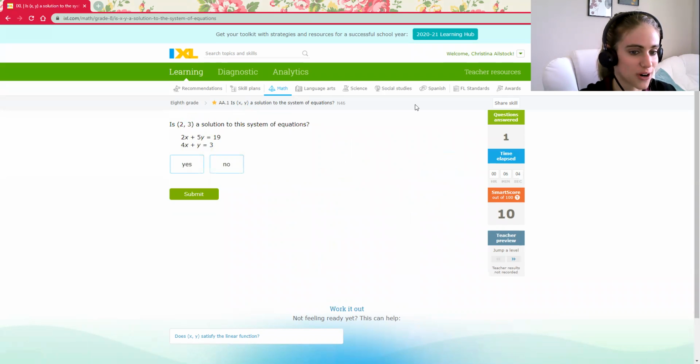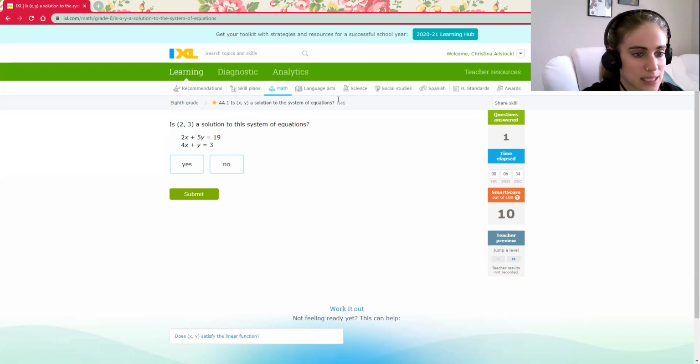All right, let's try another one here. Is (2, 3) a solution to the system of equations? In this case, our equations look different because they're now in standard form. But even though my equation's in a different form, I still have an x and a y. So my process is no different. I'm going to substitute my values in and solve it to see if it works and falls on that line.